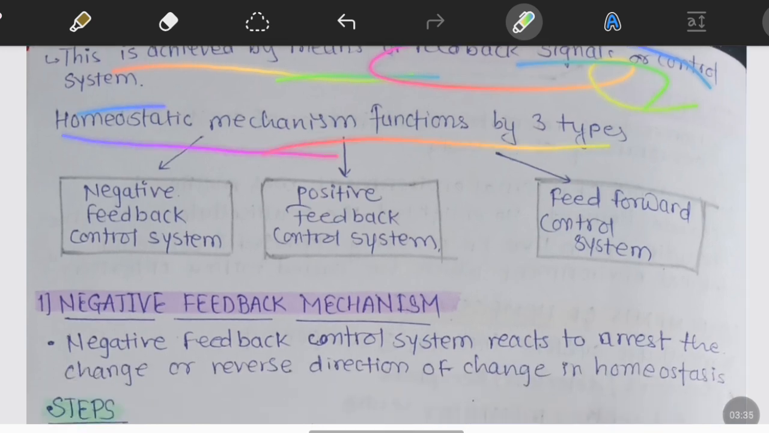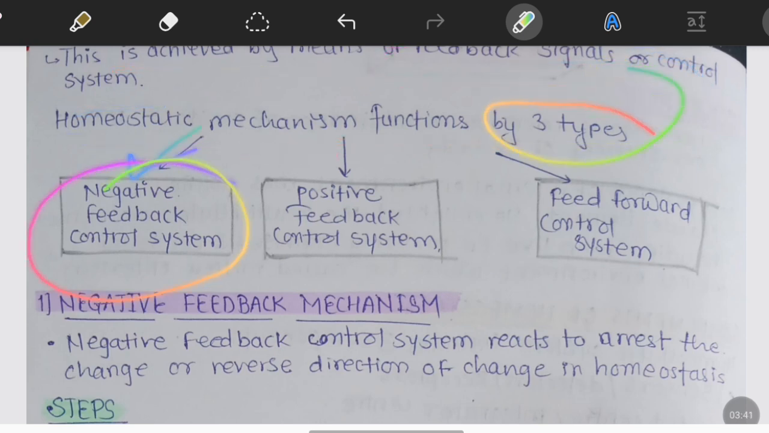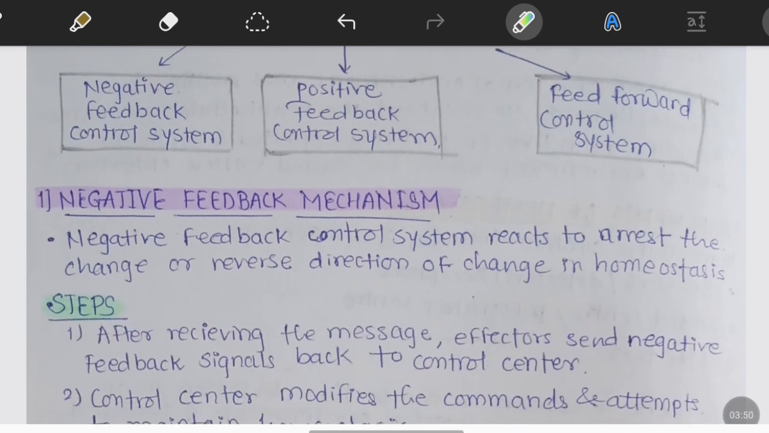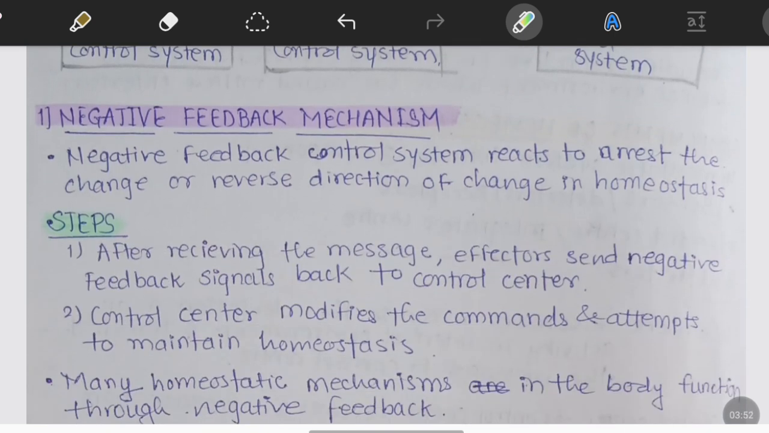The homeostatic mechanism occurs by three types. First is the negative feedback control system, second is the positive feedback control system, and third is the feed forward control system. We will discuss each feedback control system in detail. First is the negative feedback mechanism.